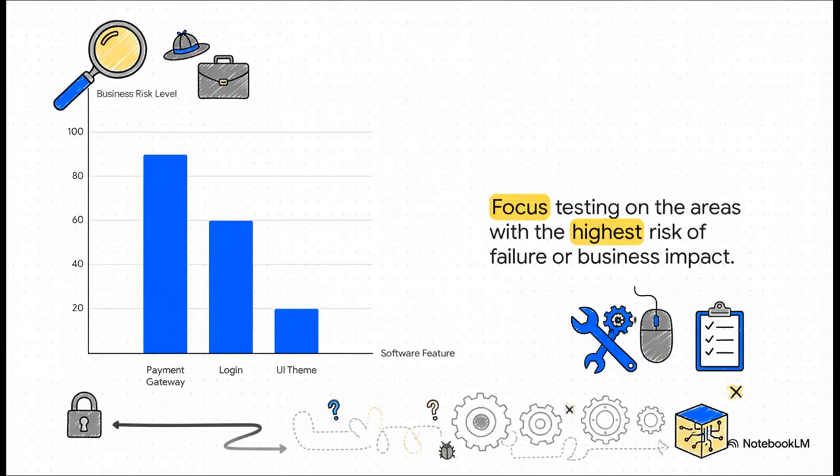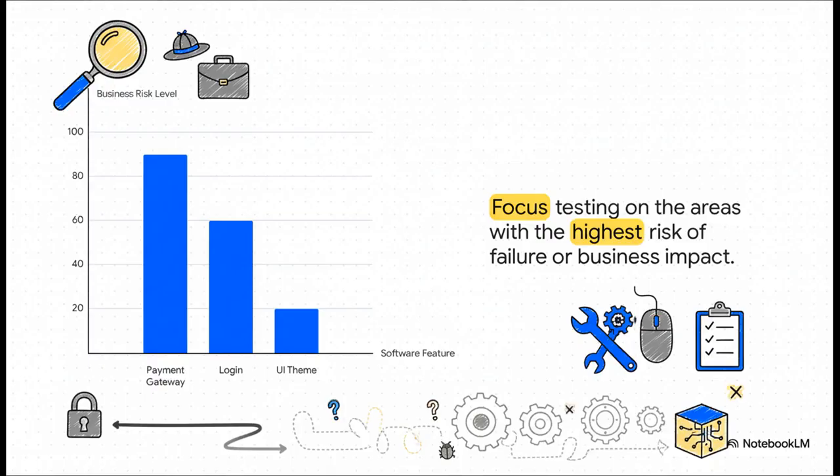Just think about it this way. It's pretty intuitive. A bug in the payment system, that's a 5-alarm fire, a total disaster, super high risk. A bug in the login page, still pretty bad, so we'll call that medium risk. A bug that makes a button the wrong shade of blue, yeah, that's low risk. A smart team pours all their energy into those high-risk areas first.